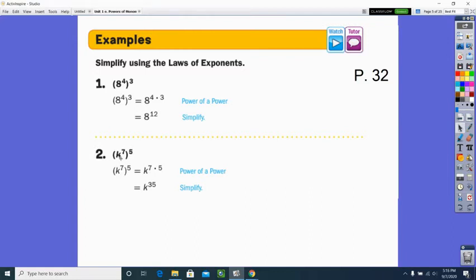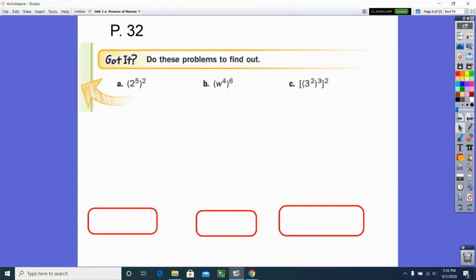If you have a variable raised to an exponent, so a power raised to a power, you write the base and multiply the exponents, 7 times 5, k to the 35th. So you would have k to the 7th 5 times, 5 of those. That's where the 35 comes from. So here's an example for you to try. This one is probably no trouble. This one's no trouble. Let's just take a look at this one before you go any further.